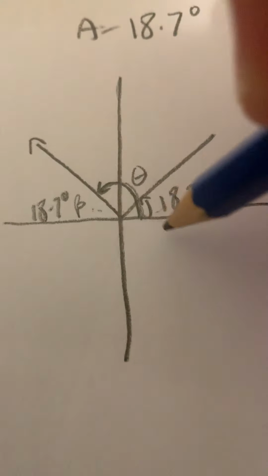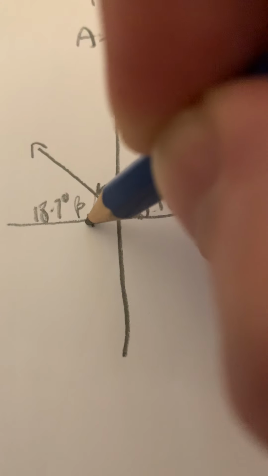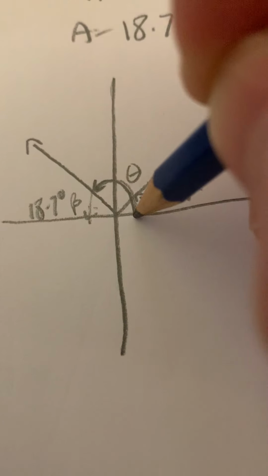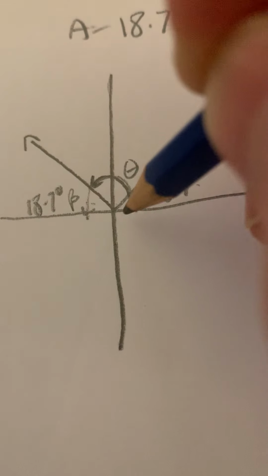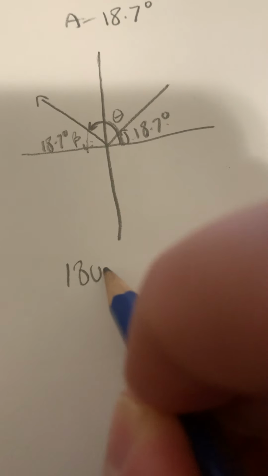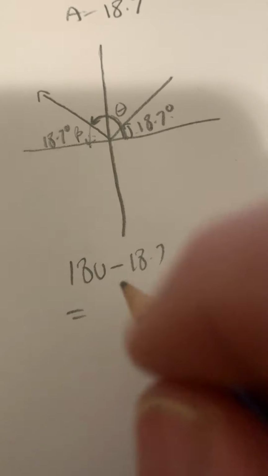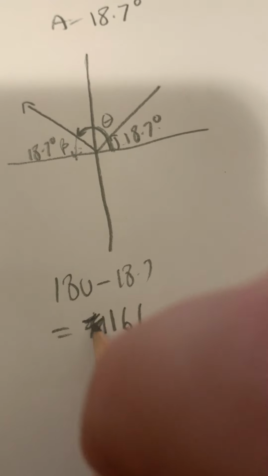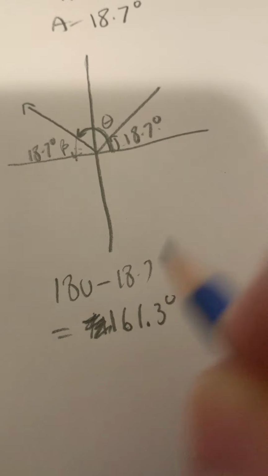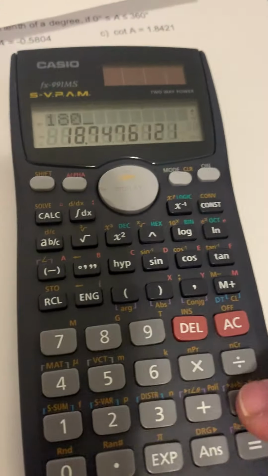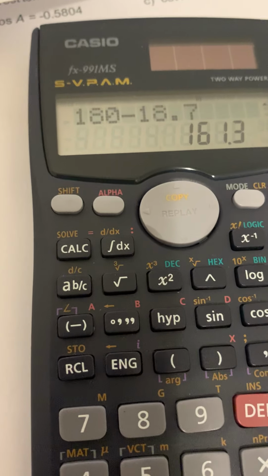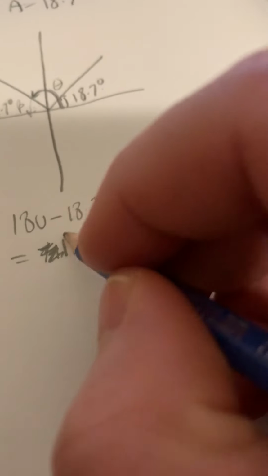So from the x-axis to the negative x-axis is 180 degrees. If we subtract this 18.7, it will give us our principal angle from here to here. So for the second angle we do 180 minus 18.7, and that will give us 161.3 degrees. So I'm going to double check. 180 minus 18.7 gives us 161.3. It's kind of messy the way I wrote it.